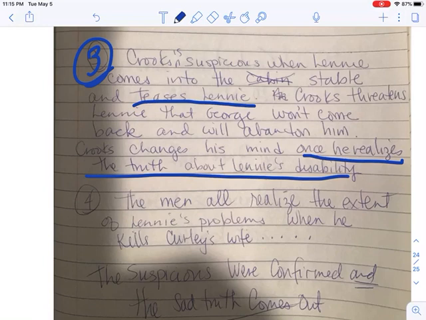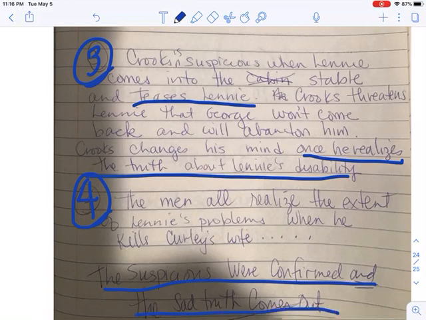And then I was thinking about number 4, well, this isn't totally suspicion. This, I think, comes about as the men maybe knew. I don't even know what I'm thinking. But anyway, I wrote this. I read, the men all realized the extent of Lenny's problems when he kills Curly's wife, right? So in my mind, the suspicions were confirmed, and then the sad truth came out.